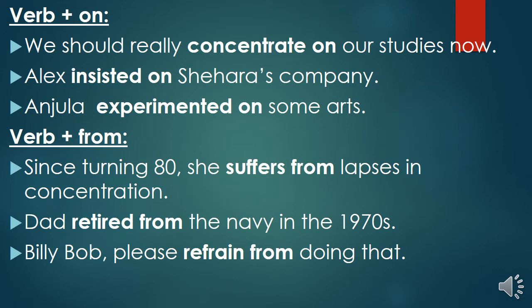Verb with on. We should really concentrate on our studies now. Alec insisted on Shihara's company. Anjula experimented on some arts. Those are the arts we did use for another presentation. Verbs plus from. Since turning 80, she suffers from lapses in concentration. Dad retired from the Navy in the 1970s. Billy, Bob, please refrain from doing that.